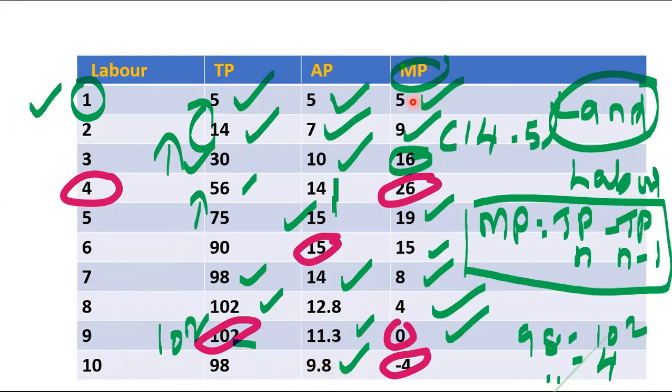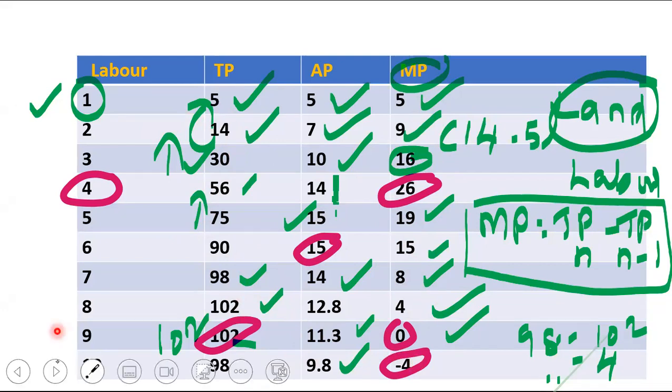How did we get marginal? First column, you can keep the name blank or you can write the same. You can write the same TP here. How did we get this 9? Look in the TP column. 14 minus 5, 9. Then 30 minus 14, we got 16. 56 minus 30, we got 26. 75 minus 56, we got 19. 90 minus 75, 15. 98 minus 98, 0. 102 minus 98, 4. 102 minus 102, 0. 98 minus 102, minus 4.